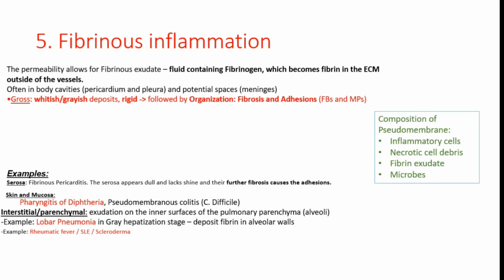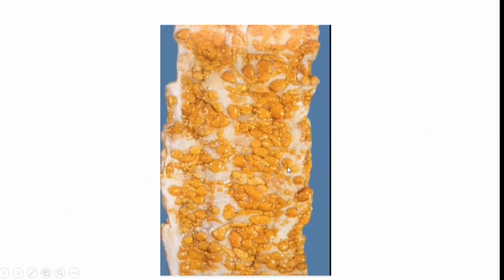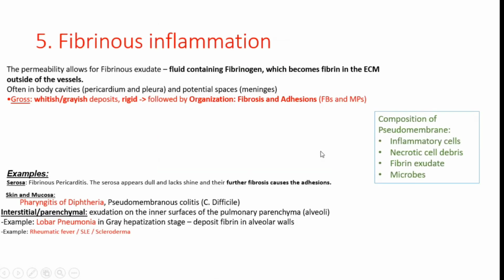The second example for fibrinous inflammation is skin and mucosa, which consists of pharyngitis of diphtheria, for example, and pseudomembranous colitis caused by Clostridium difficile, which is a very important and common example. And this is how pseudomembranous colitis looks, and it is a bad situation if it gets organized. But if we want a favorable situation, then we should have a lytic phase, basically the breakdown of the inflammatory exudate. If that happens, then we're happy. But if it organizes and fibrosis happens, then it's not a nice situation.